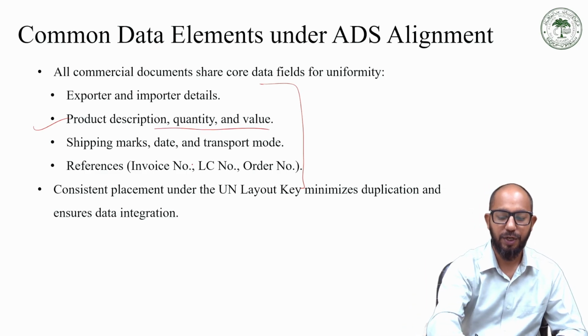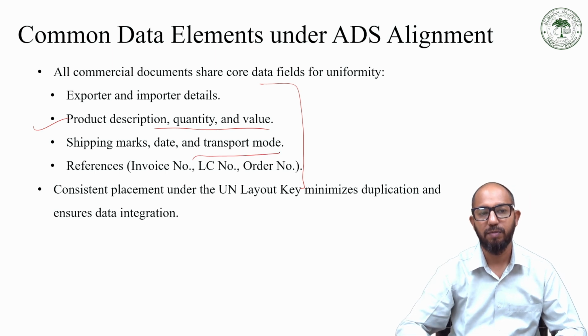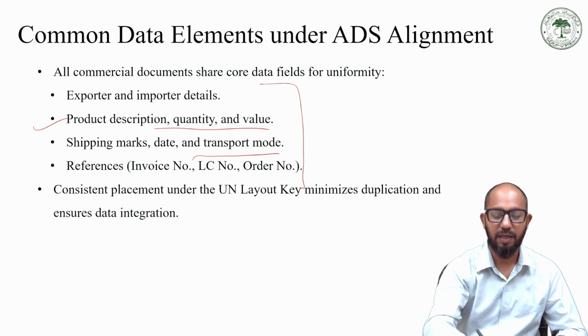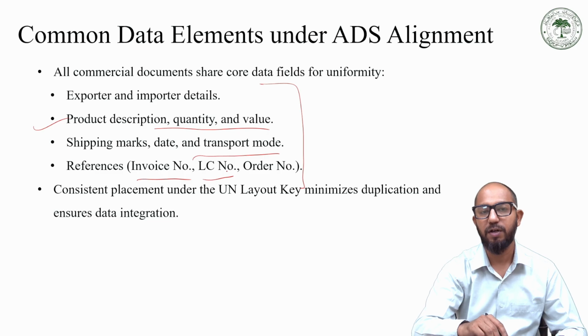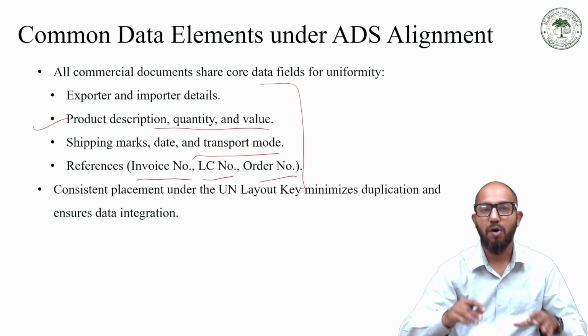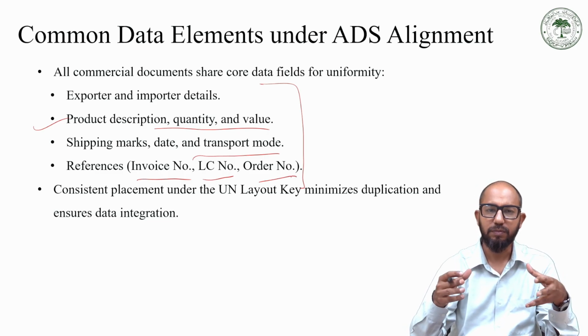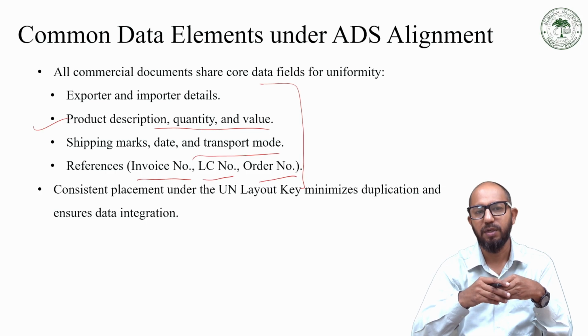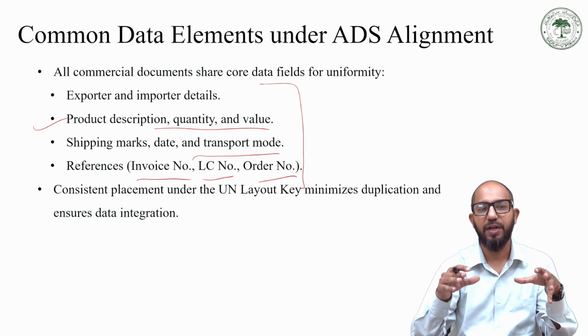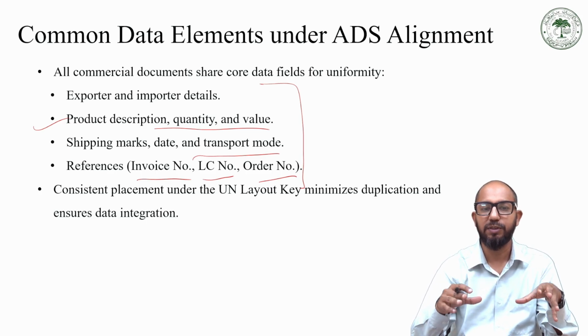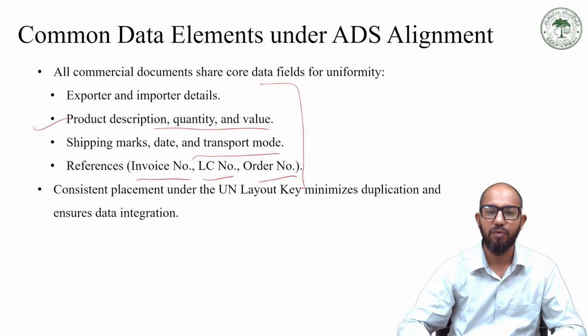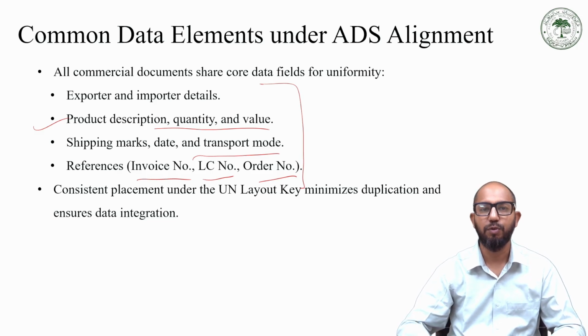Shipping marks, date, and transport mode are also mentioned. References like invoice number, letter of credit number, and order number, all such things are common to all the commercial documents. Thus, the common data elements are consistent placement of the United Nations layout key, which minimizes duplication and ensures data integration.